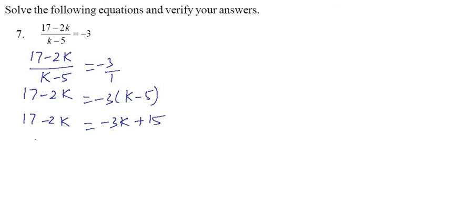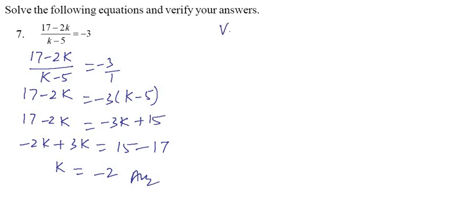Now what will happen? Now 3k is transferred to the left hand side, so it becomes minus 2k plus 3k, and here is 15. Now 17 is transferred to the right hand side, it becomes minus of 17. So it becomes only k, and here is minus 2. So that will be your answer. Now let us do the verification.